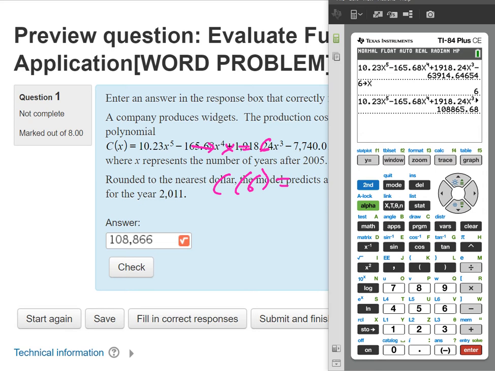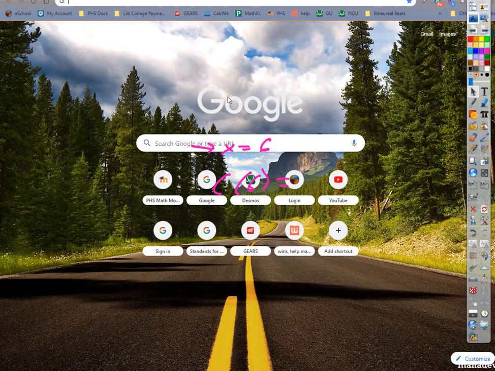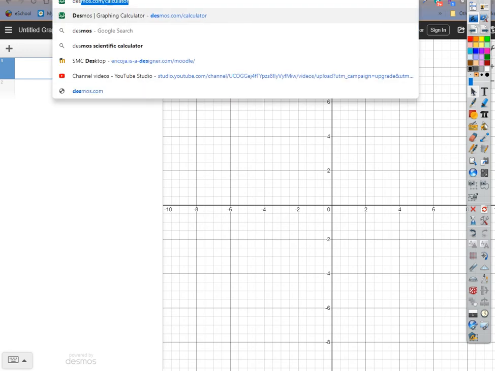Why don't you go ahead and bookmark this, because you'll use this a lot. Let's go to the Desmos graphing page. To get there, the first time, just Google Desmos, and as you start to type Desmos, it'll come up with Desmos calculator, or even better, Desmos graphing calculator. So that gets you here.